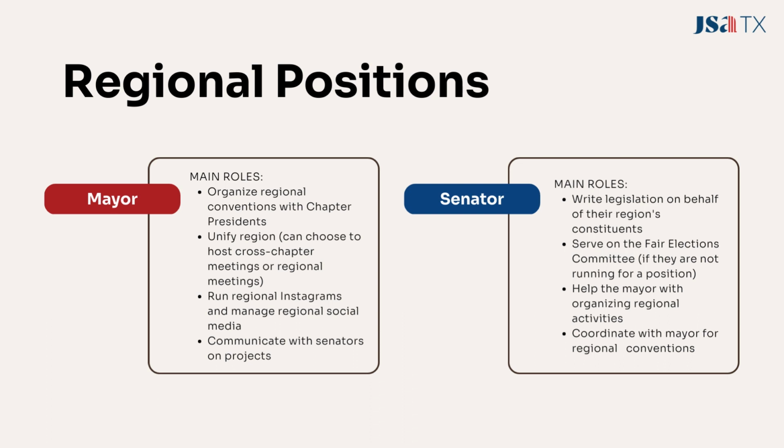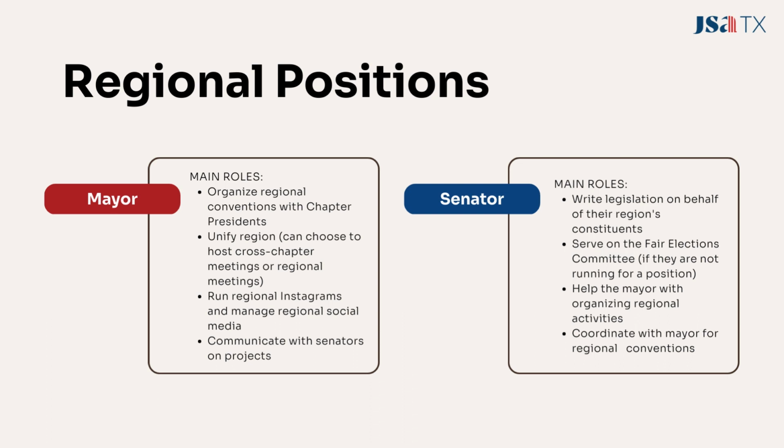So the mayor is in charge of organizing regional conventions concurrently with chapter presidents. Then their job is to unify the region. So they can choose to host cross-chapter meetings or regional meetings or both as they wish. Then they're in charge of running the region's Instagram and managing the region's social media accounts. And of course, they communicate with senators on projects.